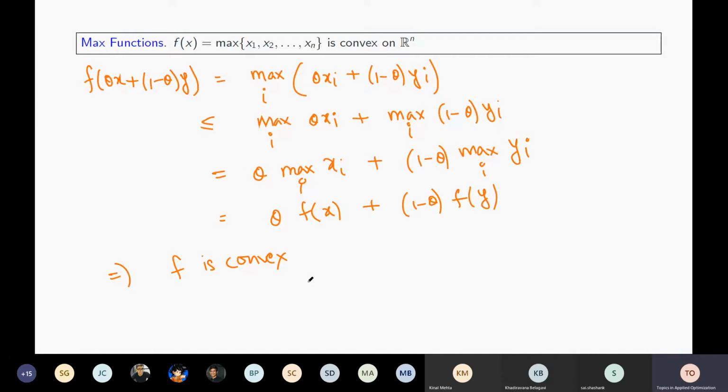So the main thing here is this step. For a max function we can write it like this.